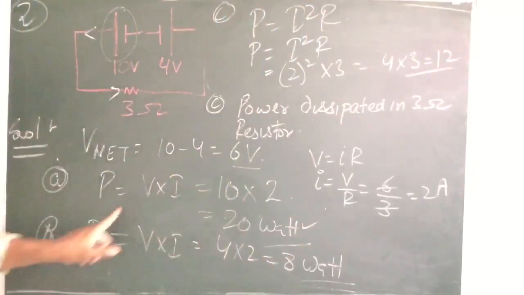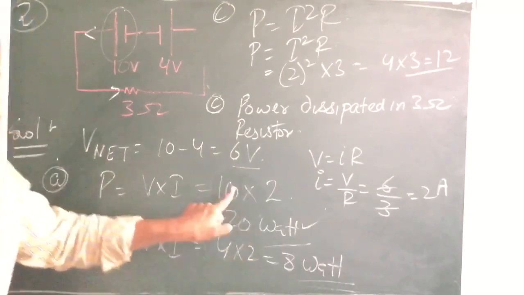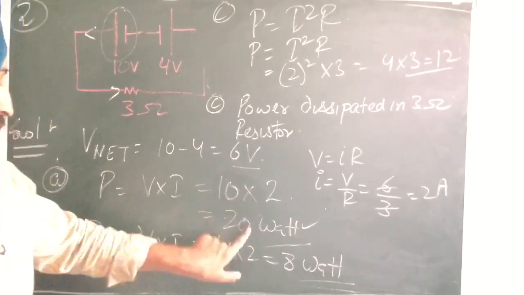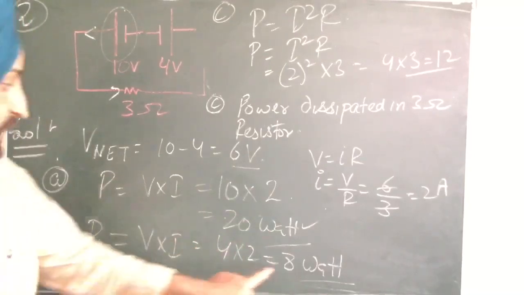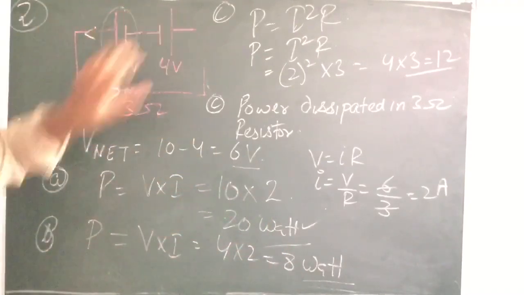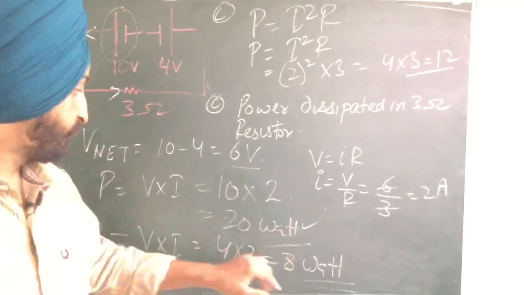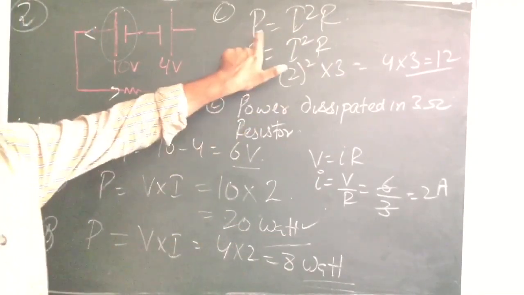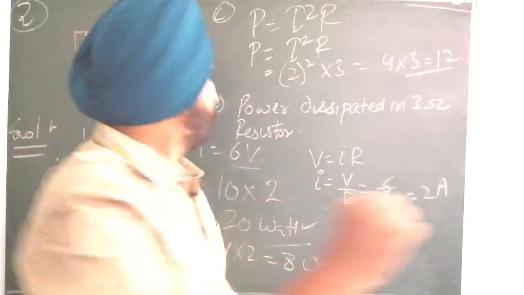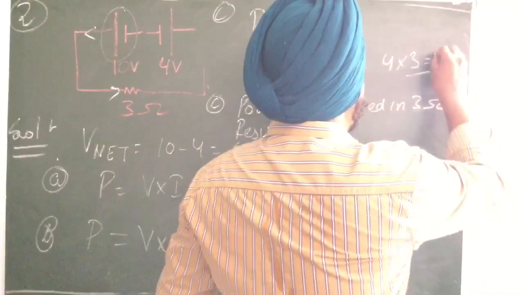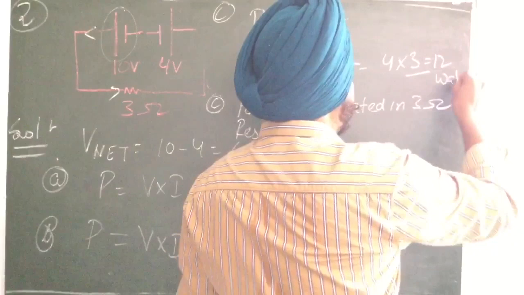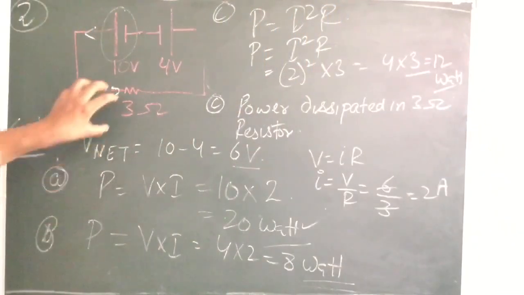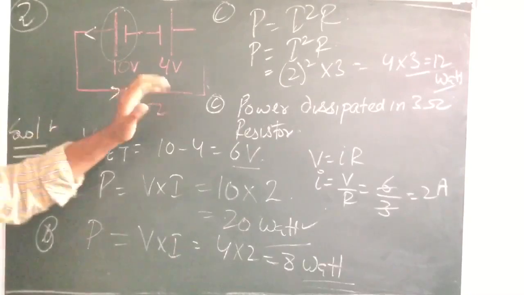Fine. So from here also you can get it that the total power produced is 20 watt. Out of that 8 watt is consumed by this battery. So the power that is left is of course 12 watt. And if we calculate the power by this method, it would be coming equal to 12 watt. So the power which is dissipated through this resistor would be equal to 12 watt.